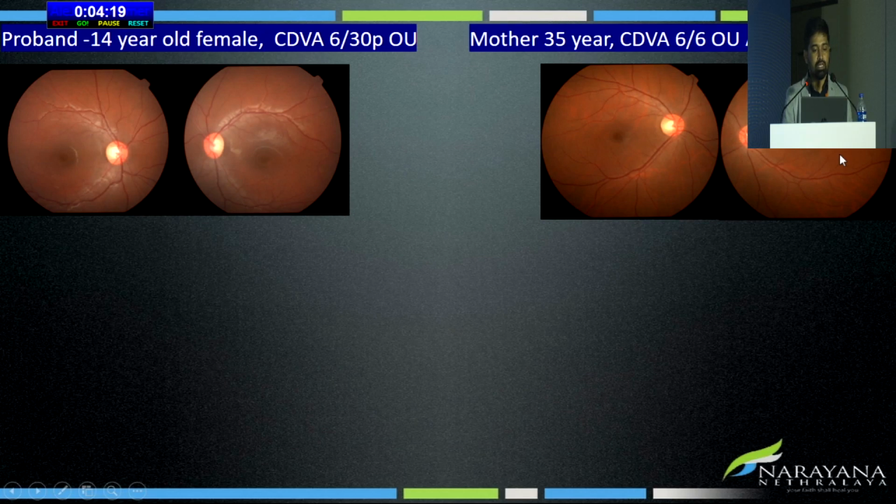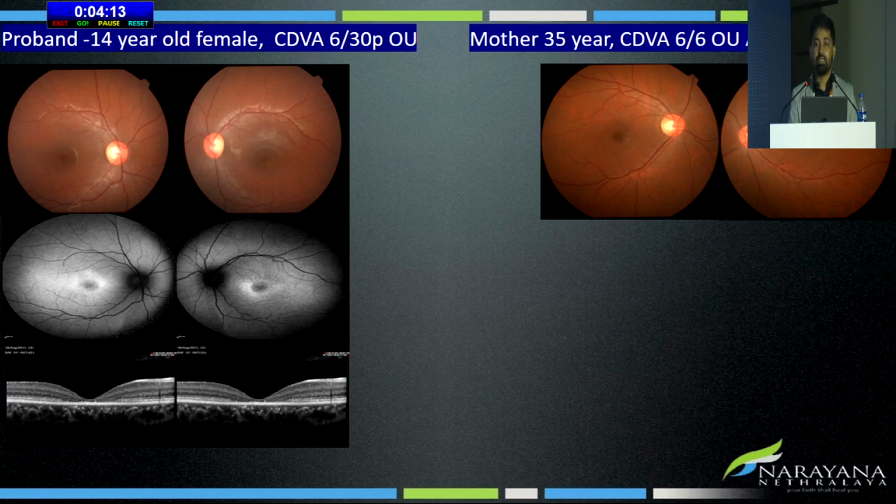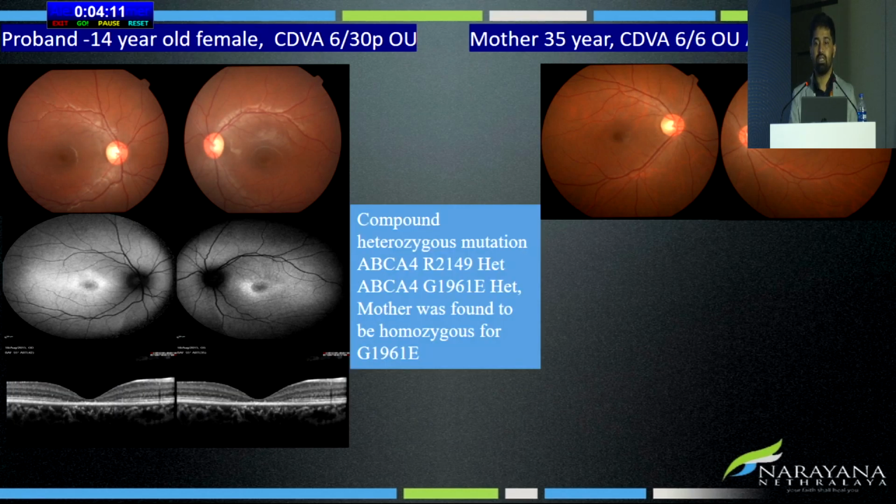So this was one more interesting family where the proband was a 14-year-old female, and the mother was asymptomatic. The daughter had atrophic foveal changes, and she had a compound heterozygous mutation in ABCA4. That means mutation at two different locations as opposed to homozygous mutation. But the mother was homozygous for one of these mutations, yet she was asymptomatic.